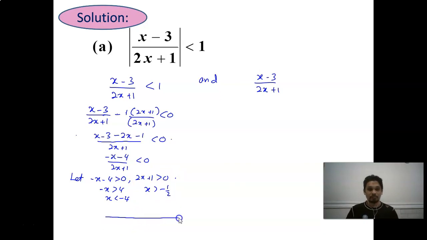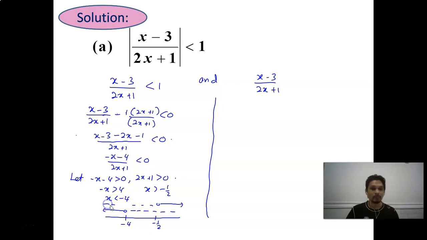Now it's between negative 4 and negative 1 half. It is less than negative 4, and greater than negative half. For this side, do you find any term of n or o here? No. It means that we are playing with the sign of positive and negative. One value, either positive or negative, divided by another value is either positive or negative. Negative divided by positive, negative. Negative divided by negative, positive. Positive divided by negative, negative.